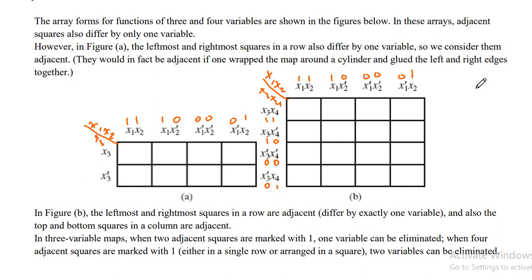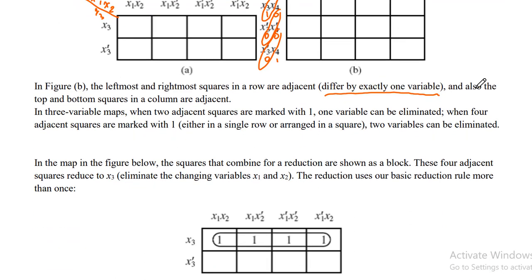So if you read here, the leftmost and rightmost squares in a row are adjacent. They differ by exactly one variable. And also the top and the bottom squares in the column are adjacent. So that's what I mean by 1 1. Like this one here and this one here, 0 here and 0 here. That's what I mean, adjacent. So that's number 1. It's important to know how you set up the table.